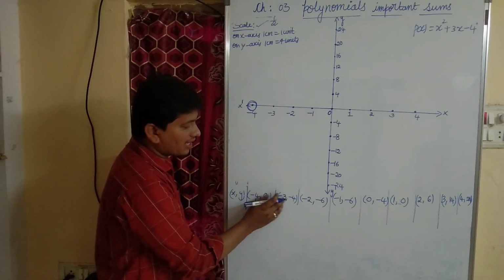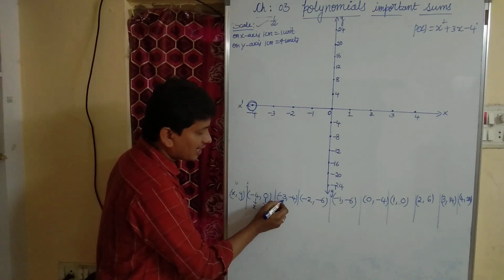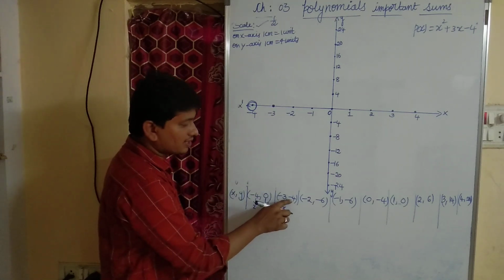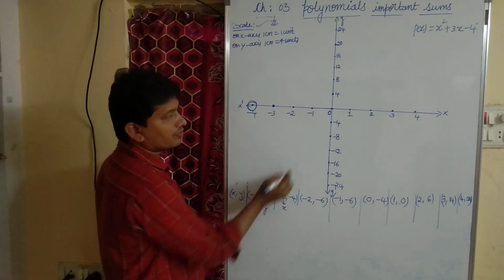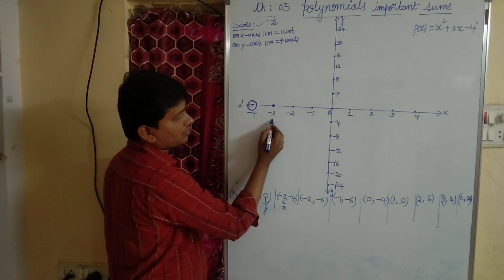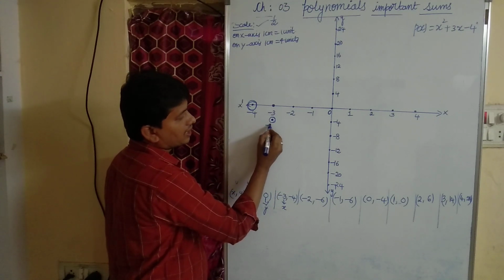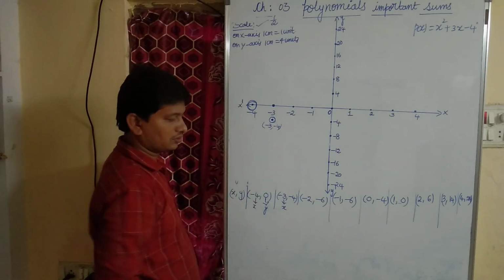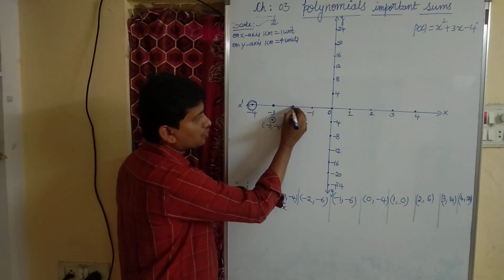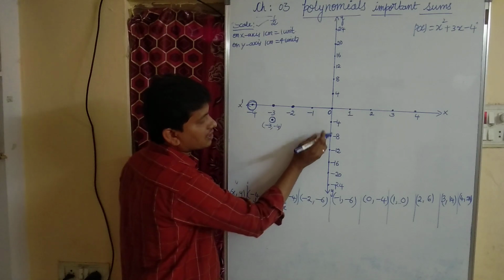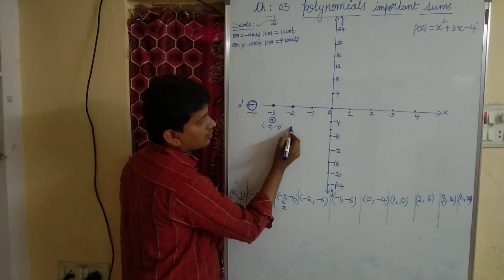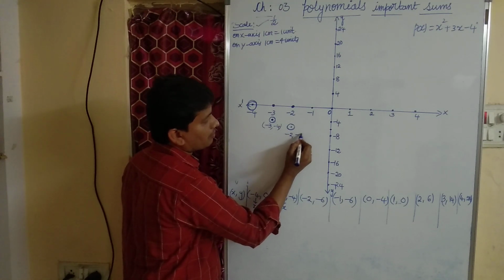Now the second coordinate is -3, -4. On the x-axis it is -3. Where is -3? Here is -3, and on the y-axis it is -4. Corresponding -4 is here. This is the point -3, -4. Next one is -2, -6. On the x-axis -2 and on the y-axis -6, which lies between -4 and -8. So the corresponding value is here; this is our point -2, -6.